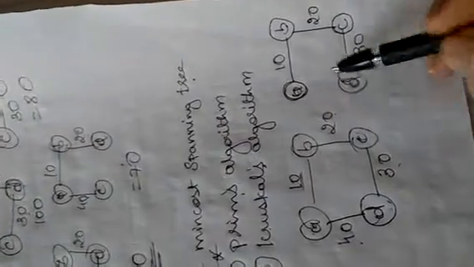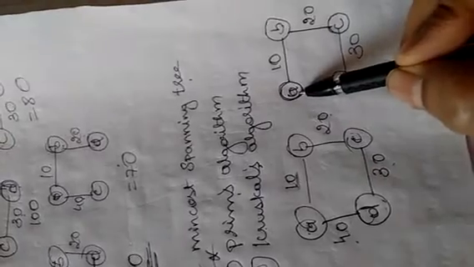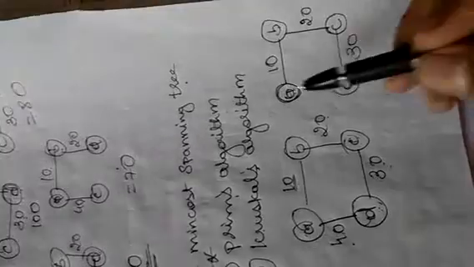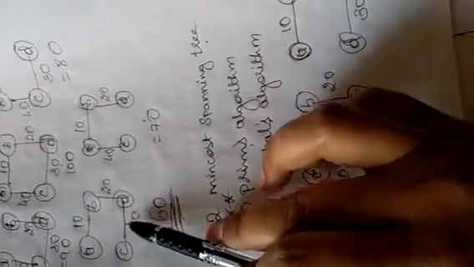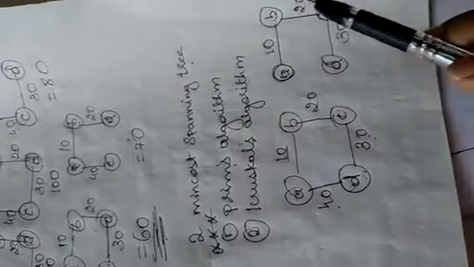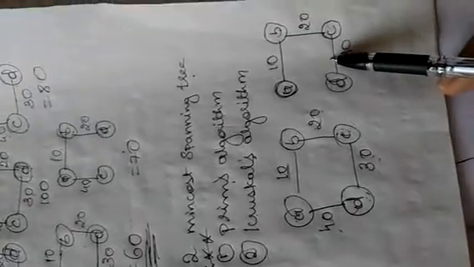From D, if you take D to A, a cycle will form. This will not become a spanning tree. From D to C, it is already done, 30. So this is my minimum cost spanning tree that I have got from Prim's algorithm. See, here also we have got the same thing. From Prim's algorithm also I have got the same thing. This is how you have to do Prim's algorithm.